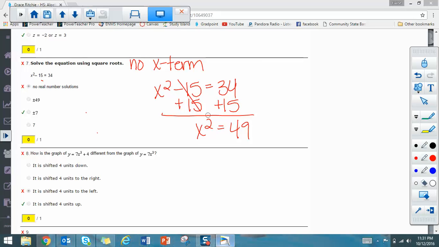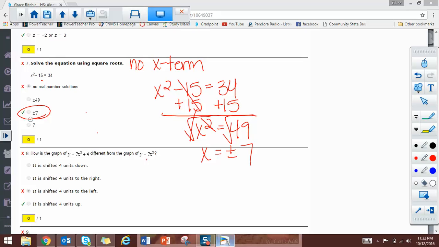And then the opposite of squaring something is square rooting it. So the squared and the square root cancel each other out, and I'm left with x equals the square root of 49, which is the positive and negative 7. And that's read as plus or minus. So you may hear or see the plus or minus symbol like you do here in the answer, but it comes from square rooting 49.